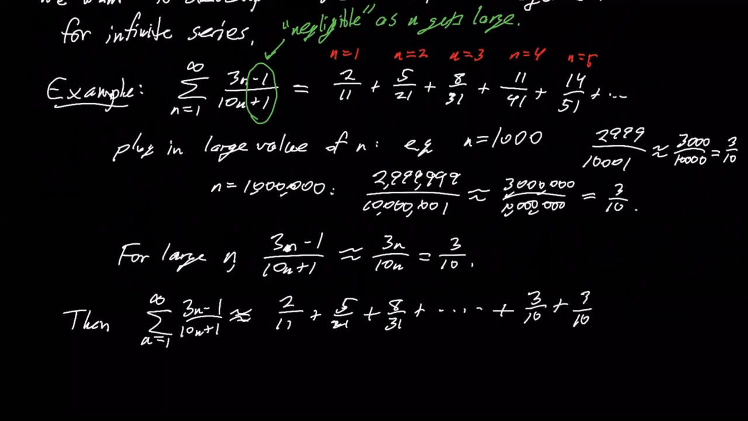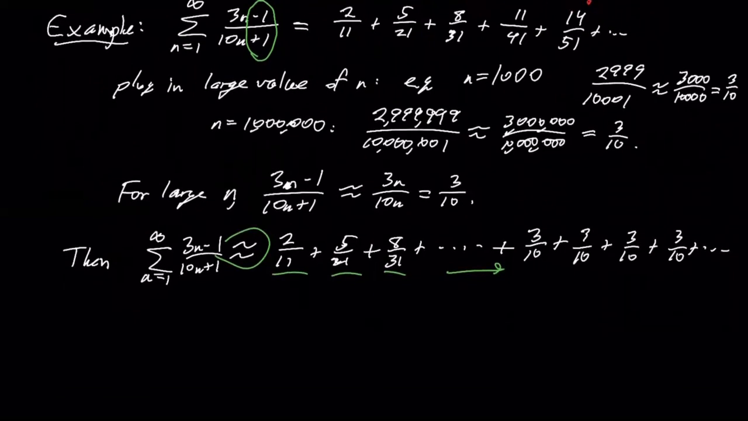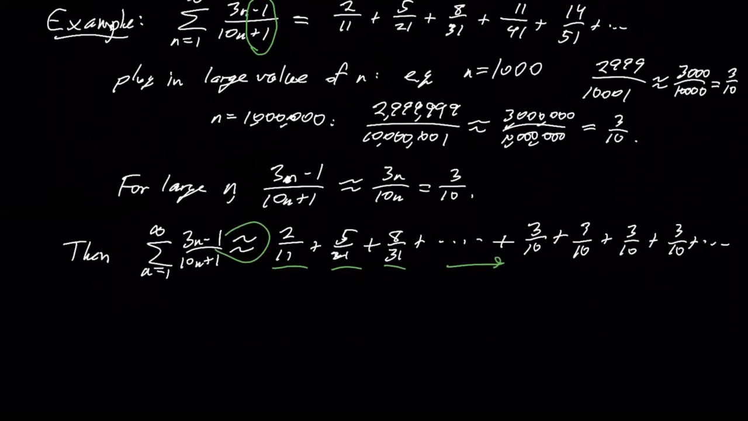I use the approximation sign here. I'm not saying it's exactly 3/10, but it's approximately 3/10. Once you get further down the list, I'm just going to replace all the terms with 3/10. That means we're adding 3/10 over and over again. And because of that, this is just going to grow and grow and grow. I'm adding the same fixed non-zero number over and over again, and I'm never stopping.